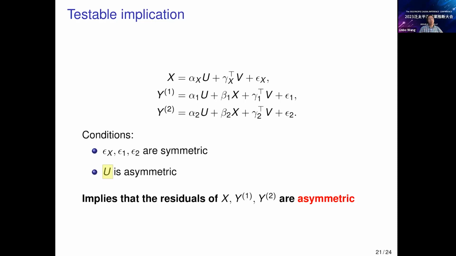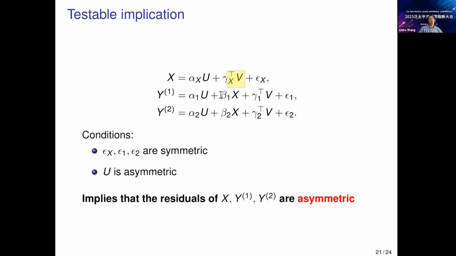These conditions are not directly testable from the data set because they are about the error terms and the unmeasured confounders. But these conditions do have some testable implications. In particular, if we look at these equations here, if we regress out V from the first equation, then the residuals will be a linear combination of U and epsilon X. So the residuals here will be asymmetric.